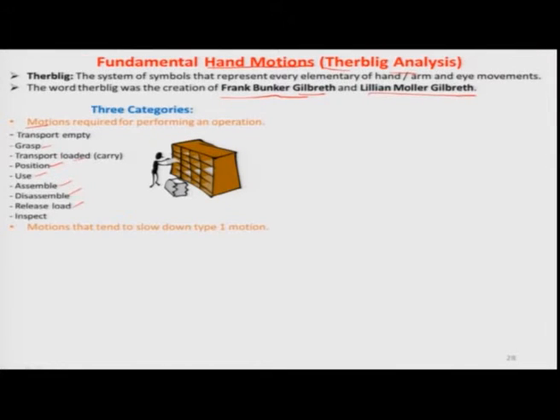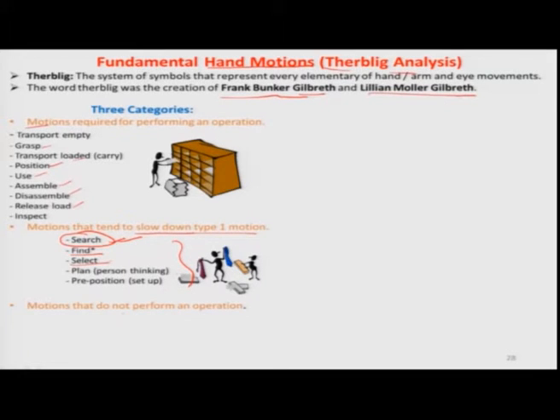Second type is motion that tends to slow down, type 1 motion. This one is related to search, find, select, plan and preposition. If you are searching for something, it will take time. Suppose that you have to transport one product from one place to another place, and somehow you have missed where that product has been placed. So, you have to make a search for that product. It takes time, so it slows down your transportation motion. The second one is find, selection, this takes time.